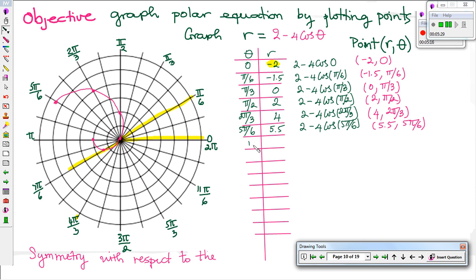The next point will be pi. So 2 minus 4 cosine of pi, and that will give us 6. So we'll plot the point 6 comma pi. So I'm going to look for pi and then 6 comma pi. So it will be the point.